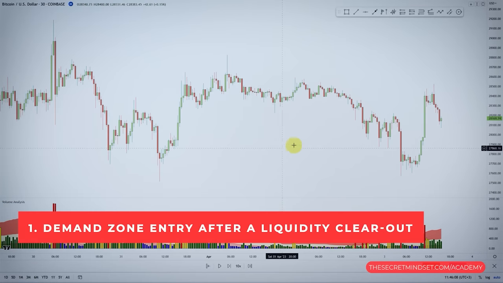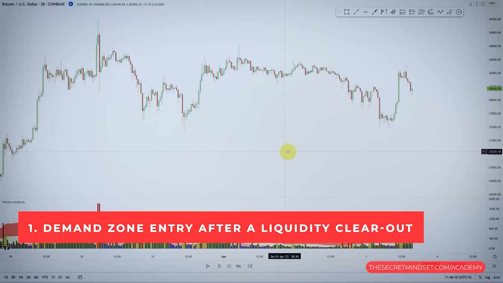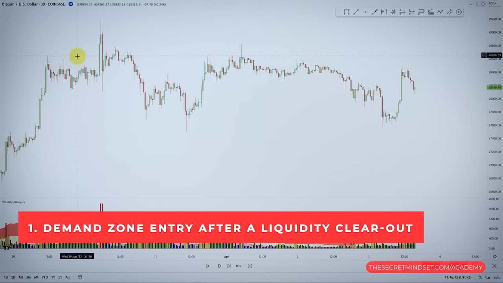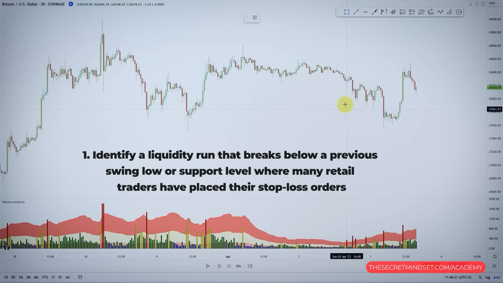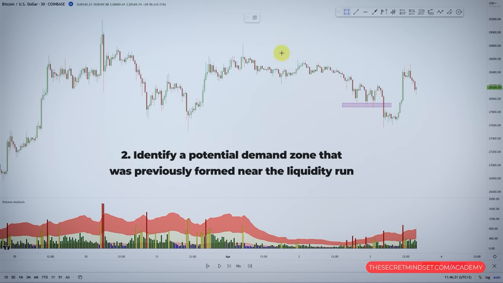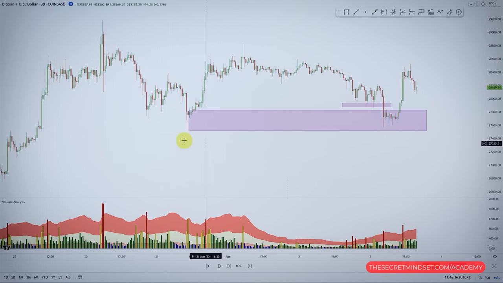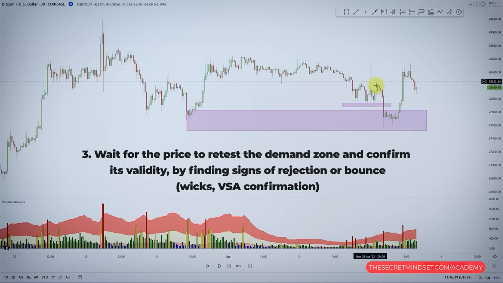My favorite way to align my positions with the ones of smart money is to trade the main zones after a liquidity clearout. You need to follow these steps. First, identify a liquidity run that breaks below a previous swing low or below a support level where many retail traders have placed their stop loss orders. Then, identify a potential demand zone that was previously formed near the liquidity run. Then wait for price to retest the demand zone and confirm its validity by finding signs of rejection or bounce.